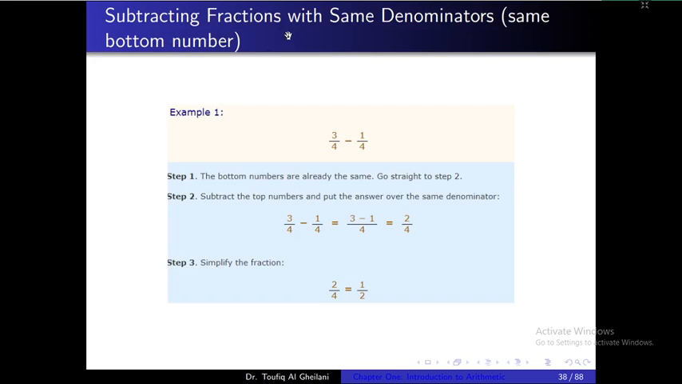Now subtracting fractions with the same denominator. That means the same bottom number. For example, 3 over 4, or 3 quarters, minus 1 over 4. So we notice the bottom, the denominator, is the same. So I keep the denominator the same, and I subtract 1 from 3. We get 2 over 4, and we can simplify by 2 divided by 2 is 1, and 4 divided by 2 is 2.